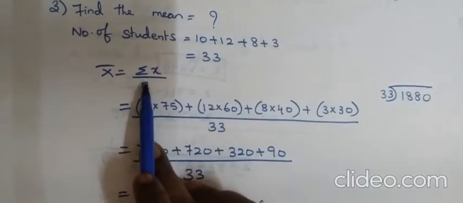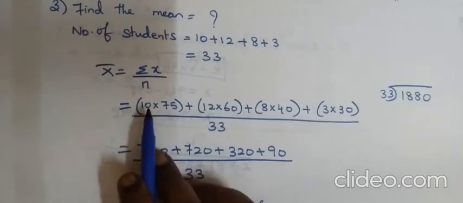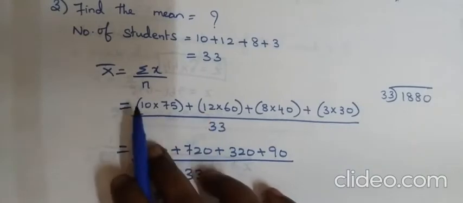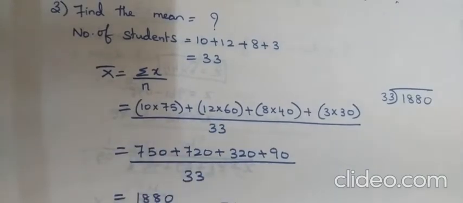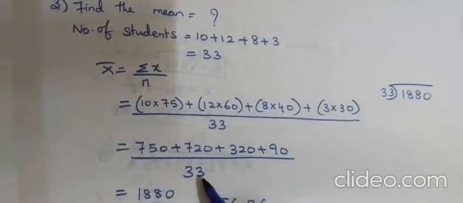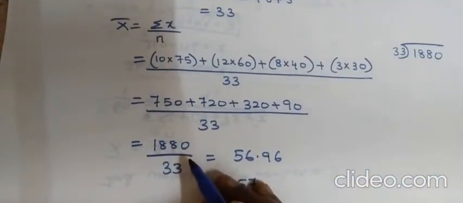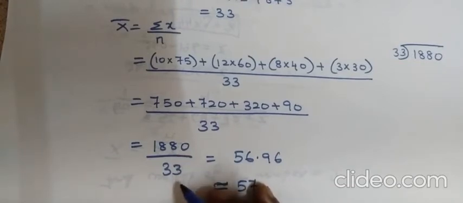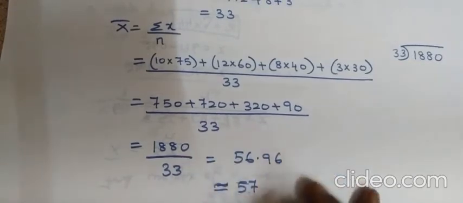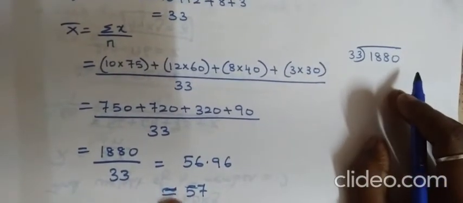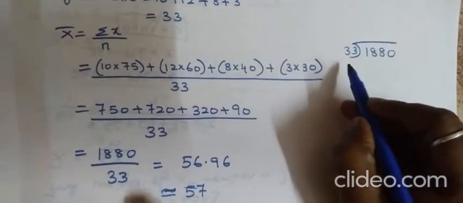Summation x. That means we should not add 75 plus 75 plus 75, 10 times, then 60 plus 60, 12 times, and all. So 10 into 75 plus 12 into 60 plus 8 into 40 plus 3 into 30, divided by 33. Number of students is 33. So adding all the values, we are getting 1880 divided by 33. So how did we get this answer? By using the division method. We cannot cancel, so division. So I have written the answer.